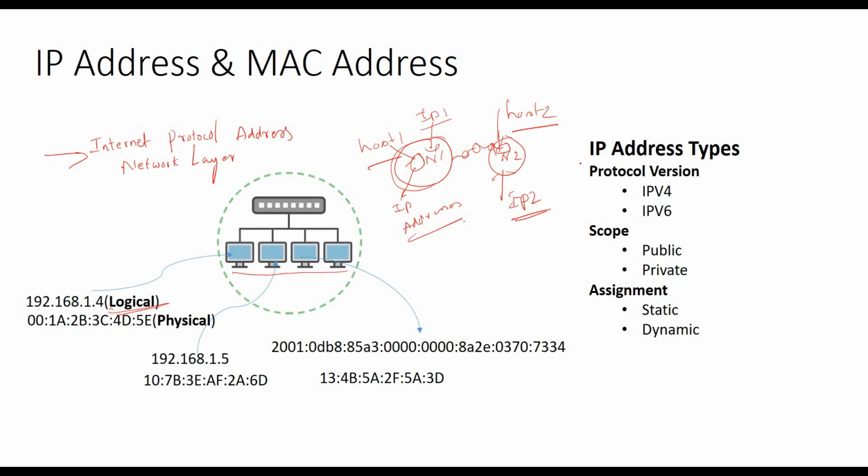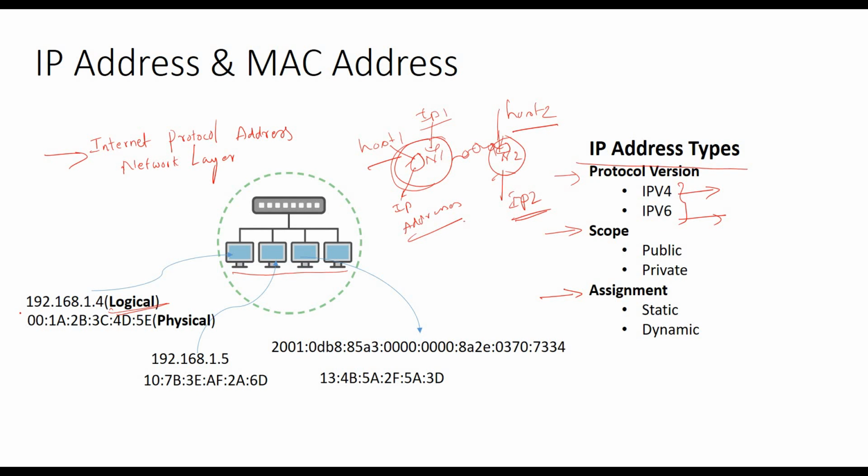Now let's discuss IP address types. We have different IP addresses based on the protocol version, the scope of the network, and the assignment. We have two types of protocols. There is Internet Protocol version 4, which is also called IPv4, and we also have Internet Protocol version 6, which is also called IPv6. Based on these protocol versions, we have different forms of IP addresses.